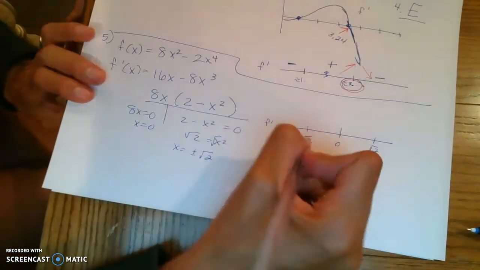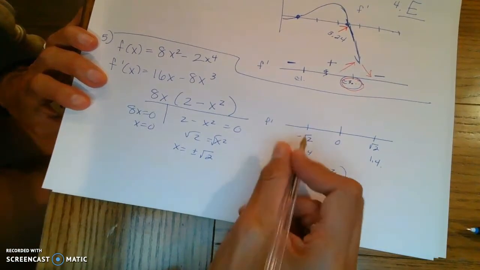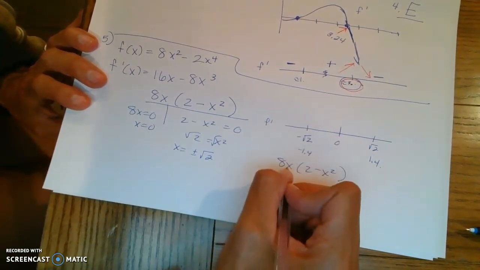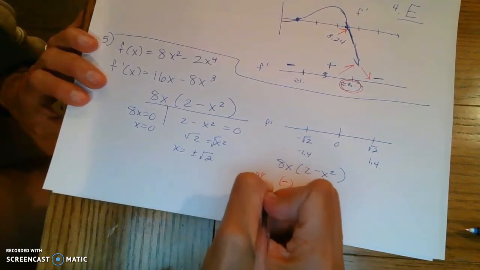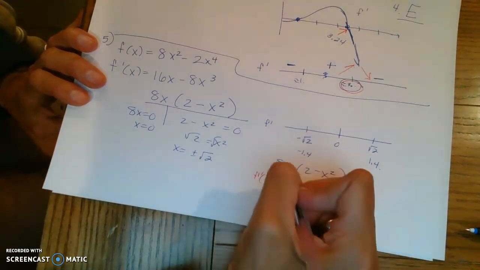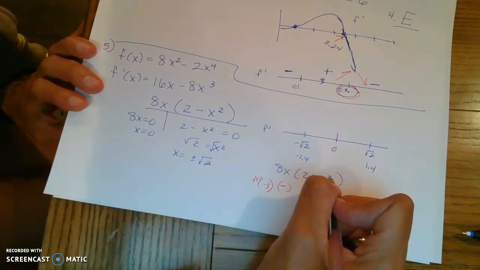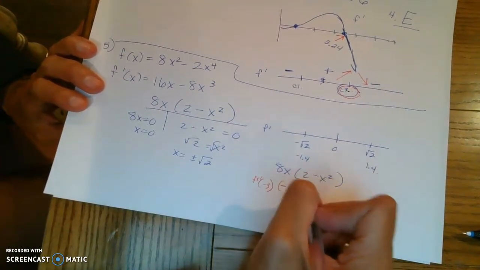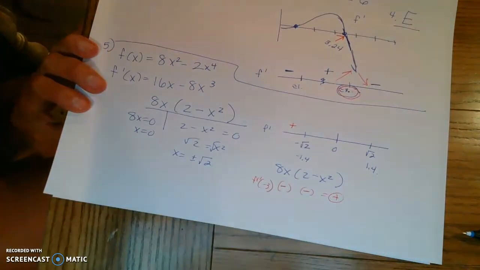And now I start testing. I need a number. This is roughly negative 1.4, so negative 2 or negative 3 would work fine. If I had negative 3 here, that would become negative. So I'm testing negative 3. That'd be negative 24, but it's just negative. And then negative 3 squared is a positive 9, but 2 minus 9 is a negative. So that's going to give me a positive, so that's a plus here.